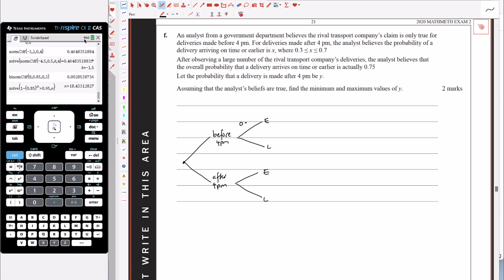So we know that before 4 p.m. that was 0.85 and that was 0.15. And this is now what we don't know. That's x.